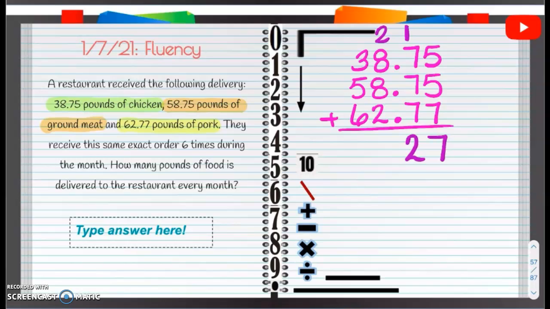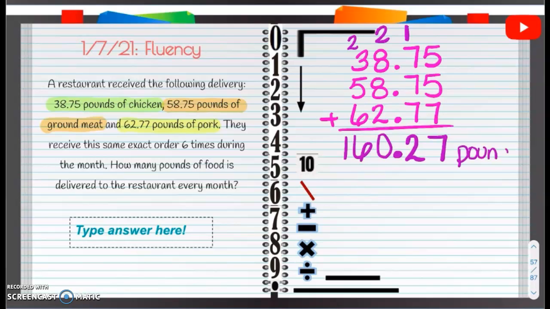8 plus 2 is 10. Another 8 plus 2 is 10. So 10 plus 10 is 20. 2 plus 3 is 5, plus 5 is 10, plus 6 is 16. What do I need to do with that decimal? Drop it like it's hot. So this is how many pounds of food they receive each time, but they receive this 6 times.